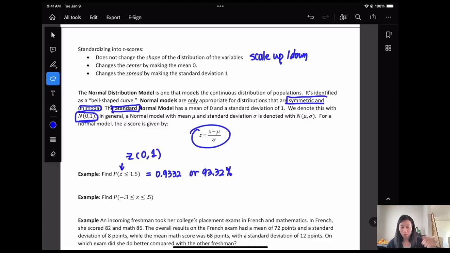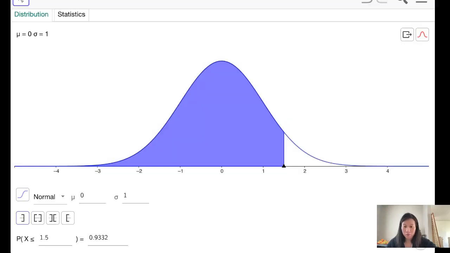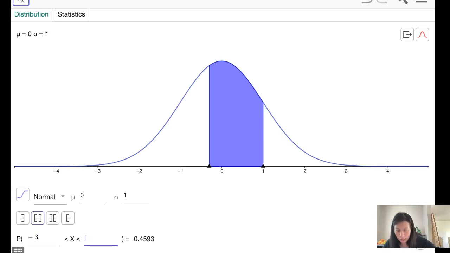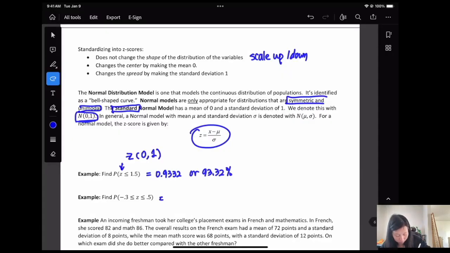Second one, find the probability between -0.3 and 0.5. Same deal. We will have a mean of 0, sigma equal to 1, and then in between would be -0.3 and the positive 0.5. So that would be 0.3094, or 30.94%.